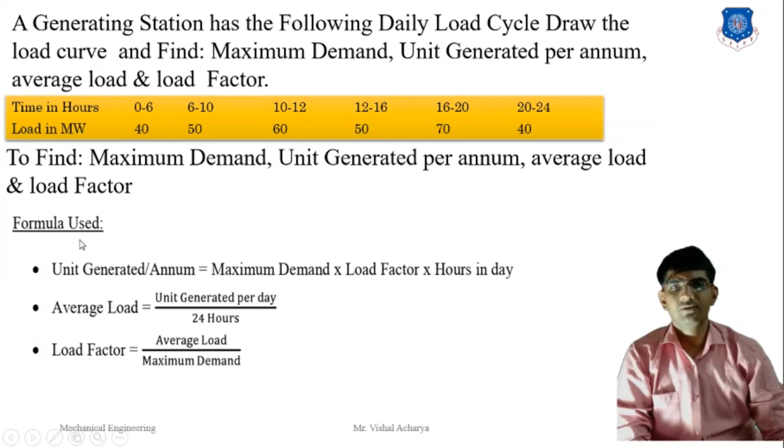The formula used for units generated per annum is maximum demand cross load factor cross hours in the year. For average load, it is units generated per day divided by 24 hours. Load factor is the ratio of the average load to the maximum demand or peak load.